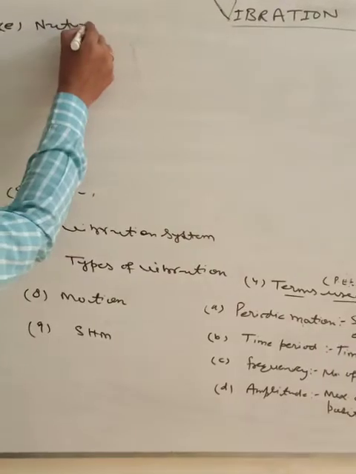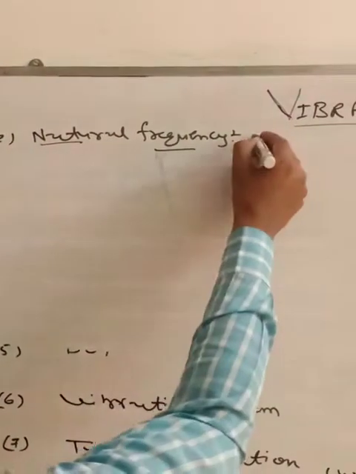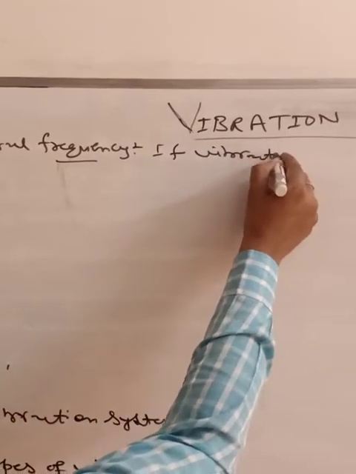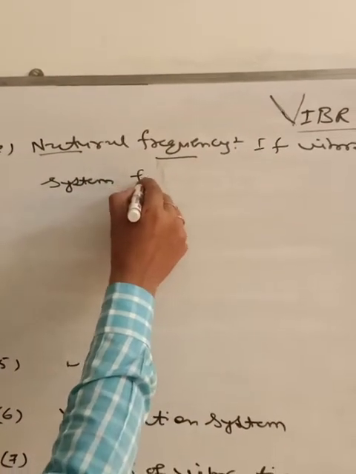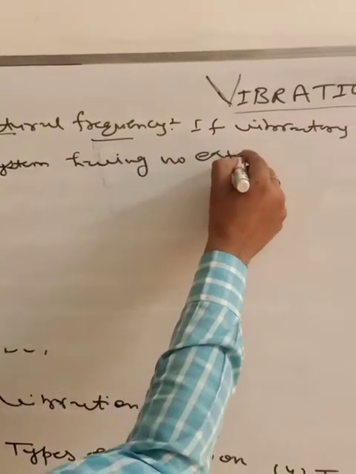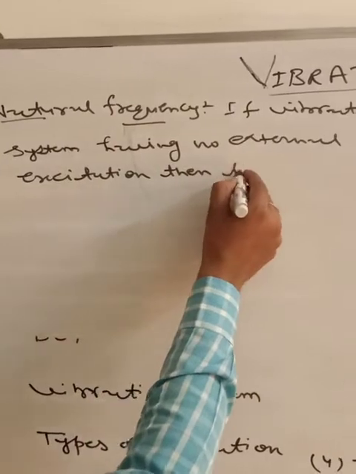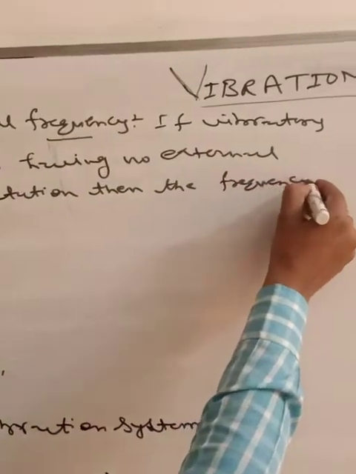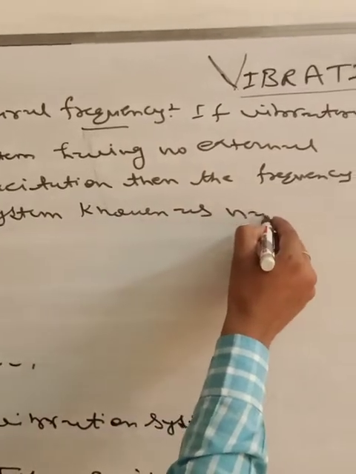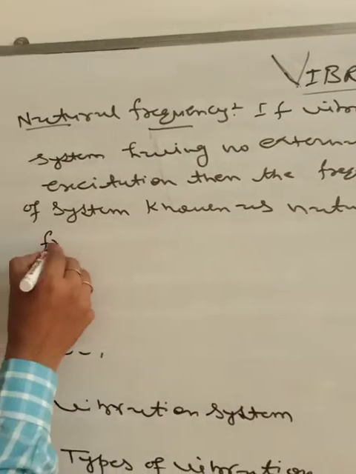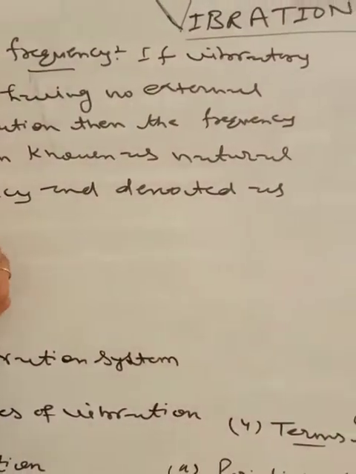Natural frequency: if a vibratory system has no external excitation, then the frequency of the system is known as natural frequency and denoted as Fn.